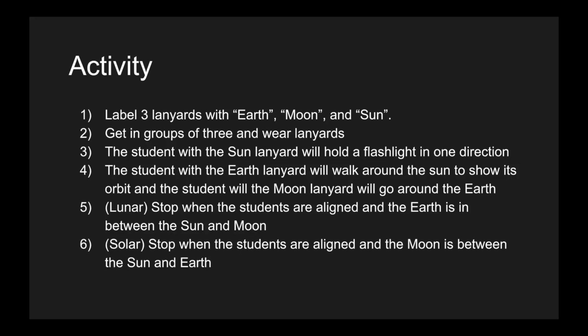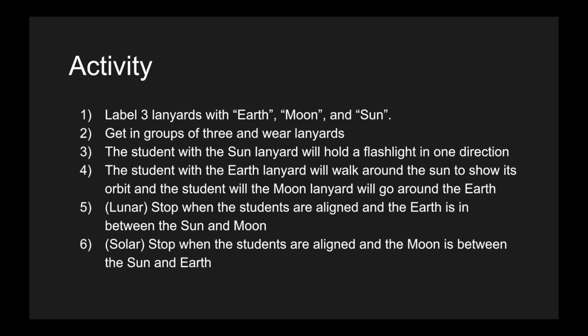So students, let's try out an activity that can help you learn even more about lunar and solar eclipses. So get in a group of 3 and label 3 lanyards called Earth, Moon, and Sun. So after getting in a group of 3, wear these lanyards, and the student that has the sun lanyard on, hold a flashlight in one direction. Then the student with the Earth lanyard will walk around the sun to show its orbit, and the student with the moon lanyard will go around the Earth.